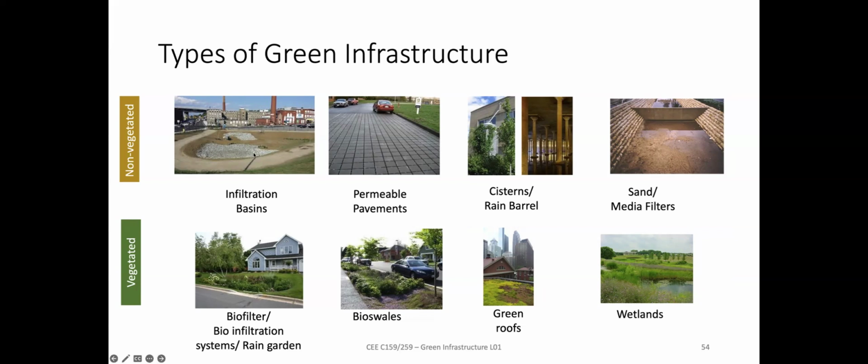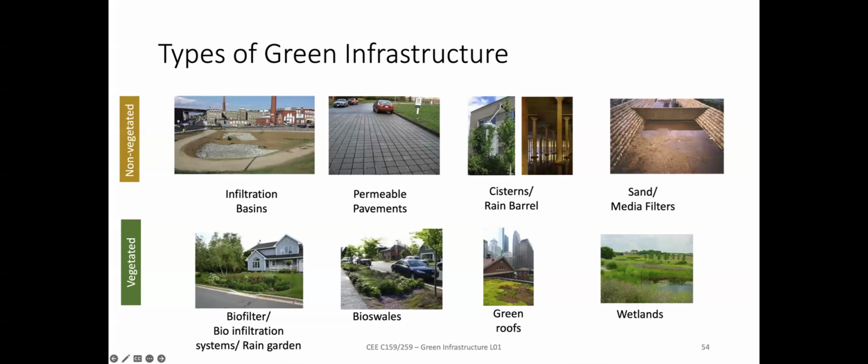Here, an infiltration basin, as you can see, is basically a depressed area where water can come in and be stored, and with time it will infiltrate into the ground. For permeable pavements, as you saw, this is basically replacing the impervious cement or asphalt with permeable pavement. Another type is cisterns and rain barrels, which have no infiltration. All they do is store rainwater or stormwater.